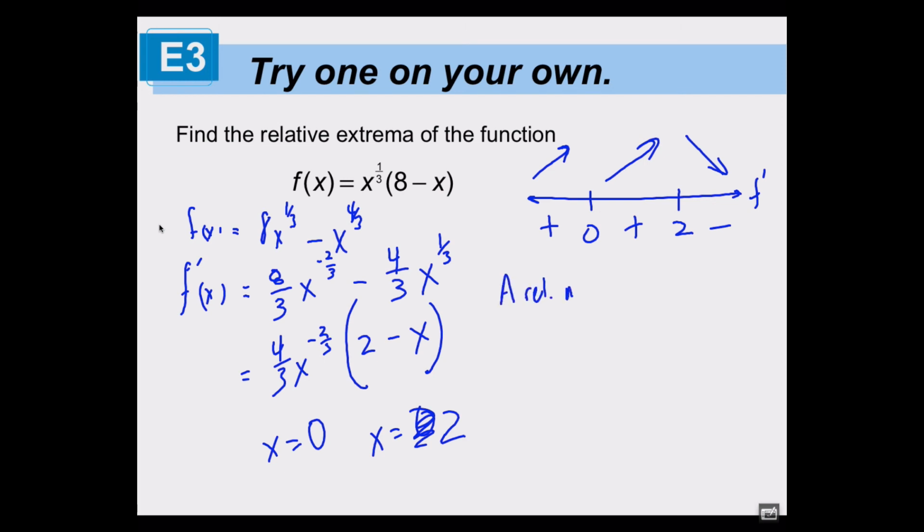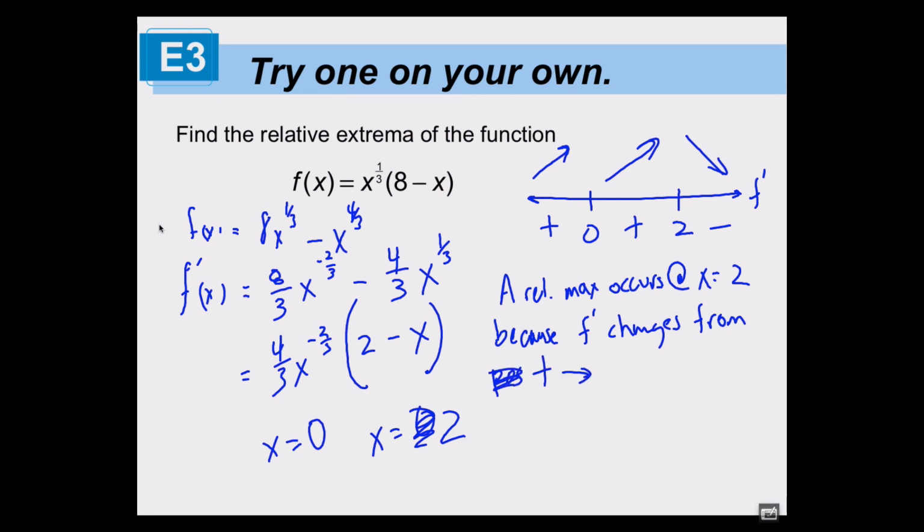Well said. A relative max occurs at x equals 2 because f prime changes from positive to negative. Good. Okay, that's it. Taking a derivative, finding critical numbers, slap them on a number line, test regions, you're good to go.